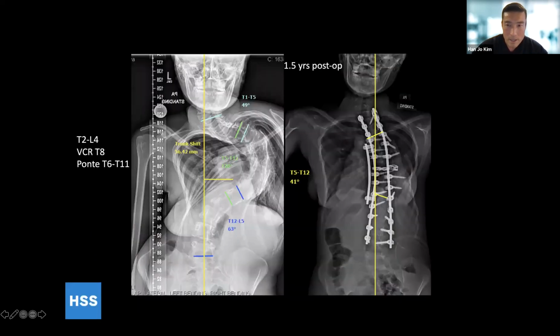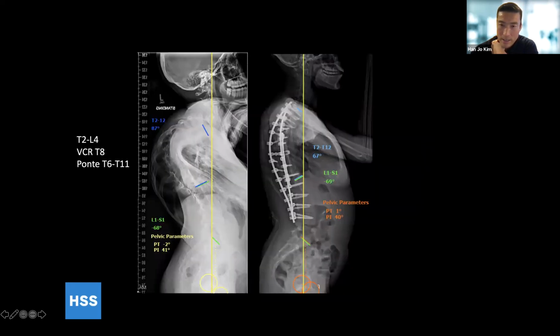So here's what I did. I did exactly what Michael said. I did a T9 VCR here. I also did a thoracoplasty and concave rib osteotomies and Ponte osteotomies above and below to achieve this sort of correction in the AP and lateral plane here. You could see the alignment, also significant improvement in the rib hump.